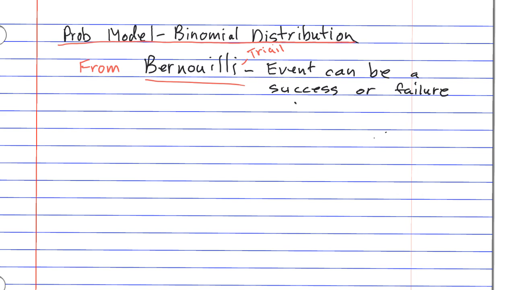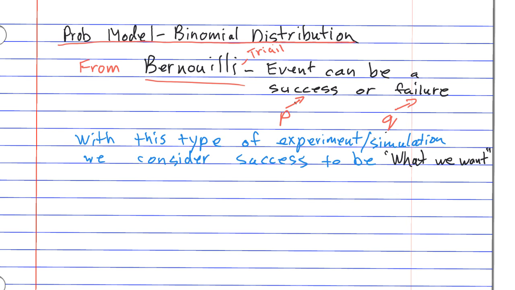is something where we have an event which can be a success. We'll call that P. And failure, we'll call that Q from now on, okay? Success is what we're looking for, and failure is what we're not looking for. For this type of experiment or simulation, we consider a success to be what we're looking for or what we want. So let me give you the idea of how this works.